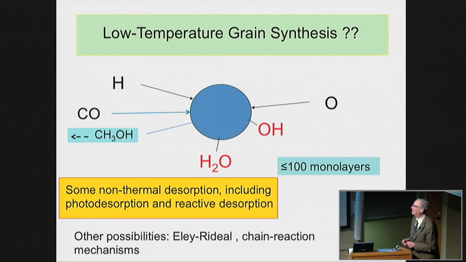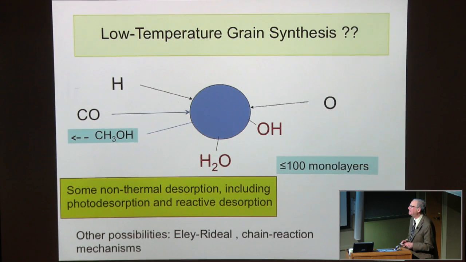And now how do we get some of these things off a grain? Now, molecular hydrogen, even at 10 Kelvin, can come off. These others, you need something non-thermal. It's not a thermal process. So we know there's photodesorption, there's reactive desorption, and a few other things have been suggested. Okay, so this is still in the process of being understood by better experiments.